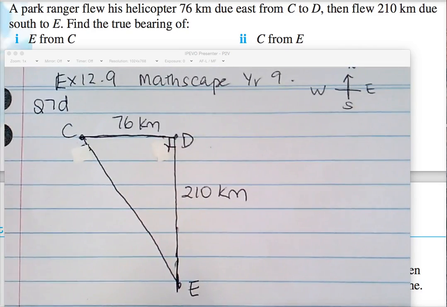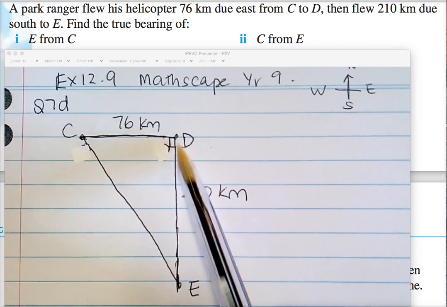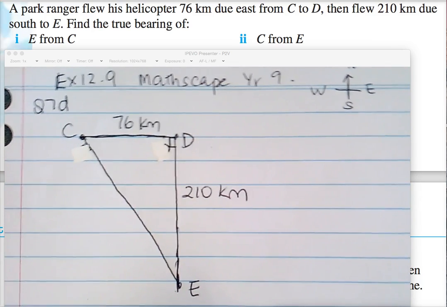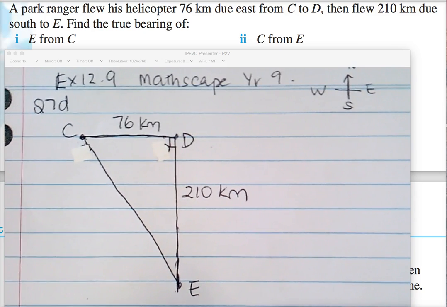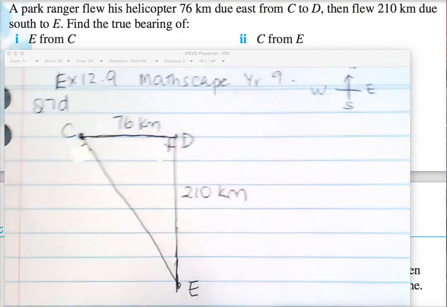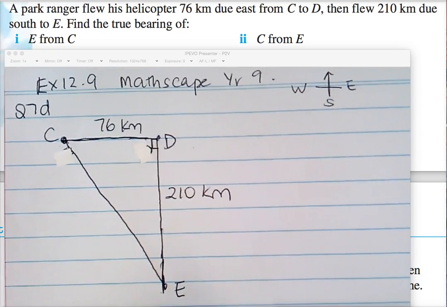So girls, this is question 7D. Travelling east from C to D for 76 kilometres, then travelling south 210 kilometres. And the question is, find the true bearing of E from C. So where are we standing? Where do you start from? C. Start from the from. We're starting from C, and I want to know the direction of E, the bearing of E from C.